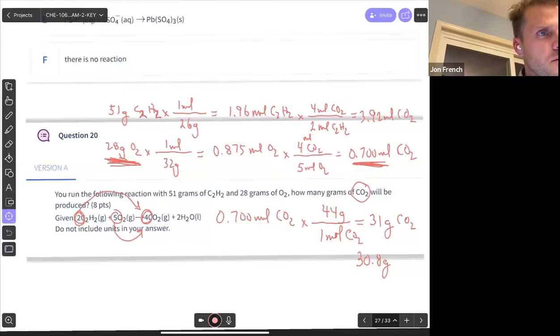0.7, I'm multiplying by 44 to get the molar mass. And Nolan, we didn't need the 3.92 anymore, right, because we figured out this is not the limiting reagent, so I'm done with this. I don't need to use this anymore because that doesn't limit my reaction.